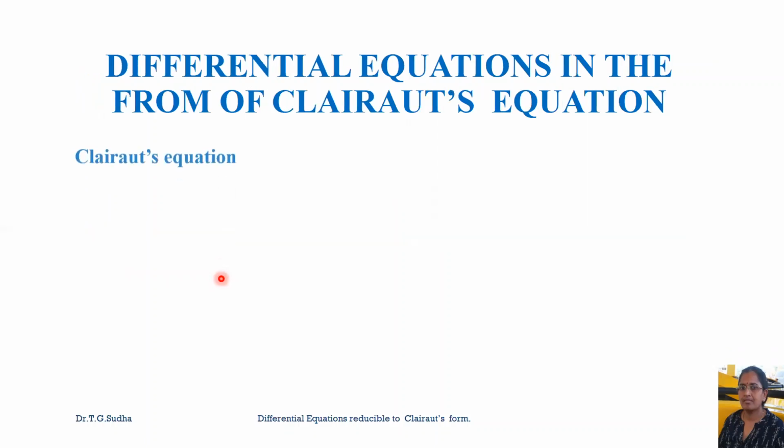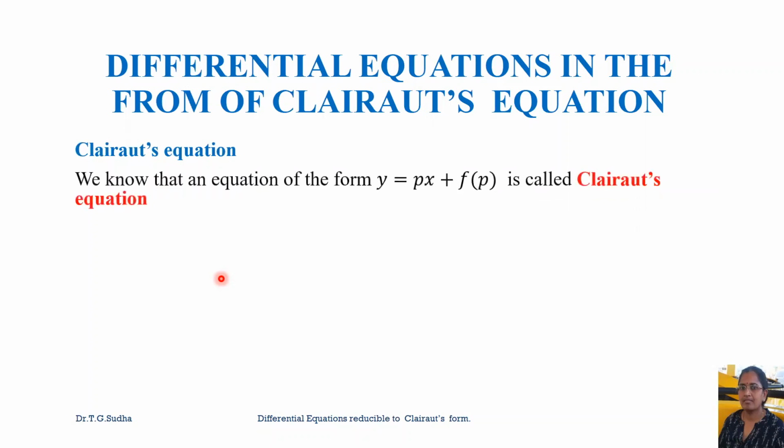So we have already discussed the Clairaut's equation. Let us see what it is once again. We know that an equation of the form y is equal to px plus f of p, where f of p is a function of p alone, is called the Clairaut's equation. And this equation has two solutions.